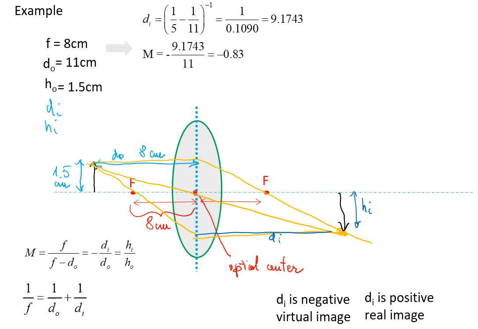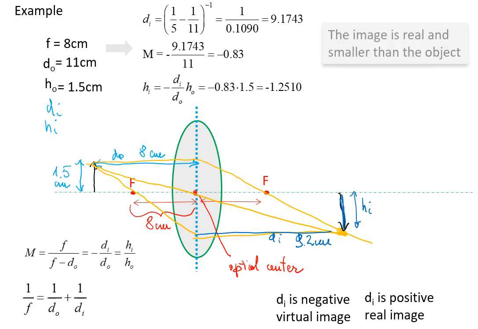So here we have the solution. We see that di is about 9.2, is positive, and therefore this is a real image. The magnification is minus 0.83, and so is negative, which means in fact that the image is inverted.